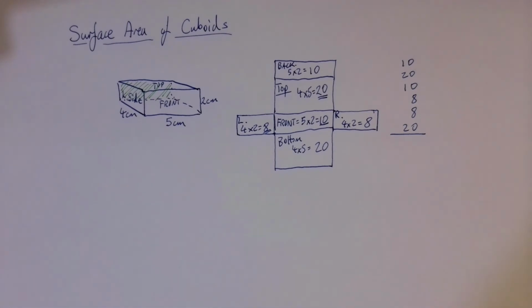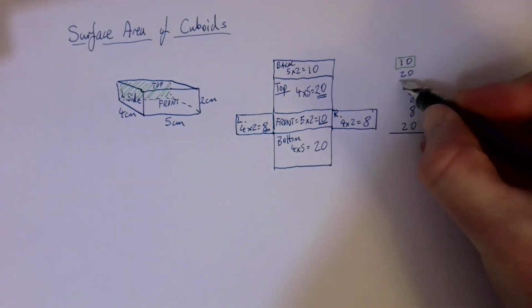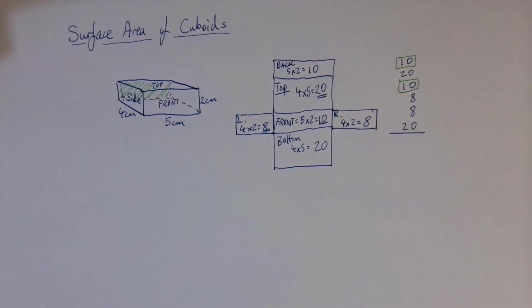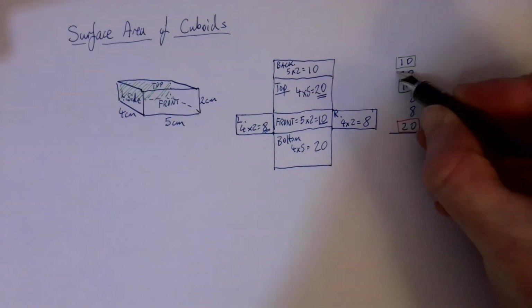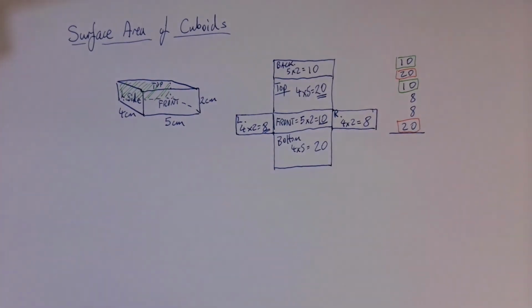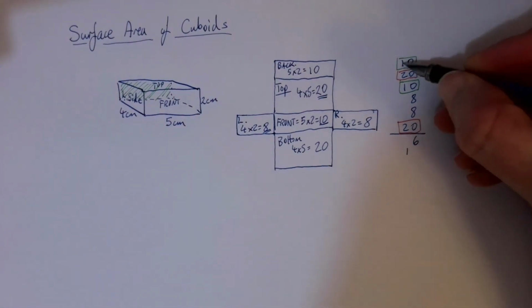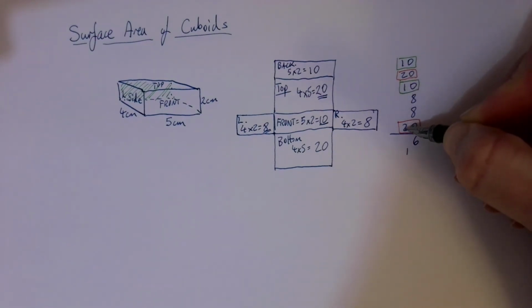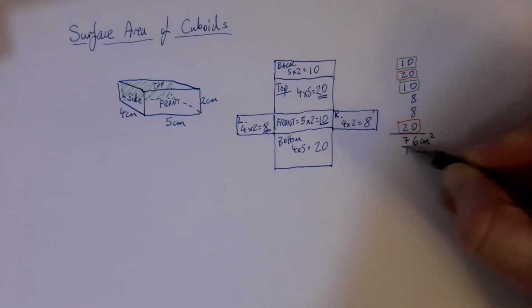I'm hoping that you may well have spotted that we've got 2 that are the same there, of 10. We've got 2 that are the same there as the 20s. And we've also got the 2 8s at the side. So a different thing I could do, I mean, I could add these up and get 8 add 8 is 16, 1 add 2 is 3, add 1 is 4, 5, 6, 76 centimeters squared as my final answer, and that's fine.